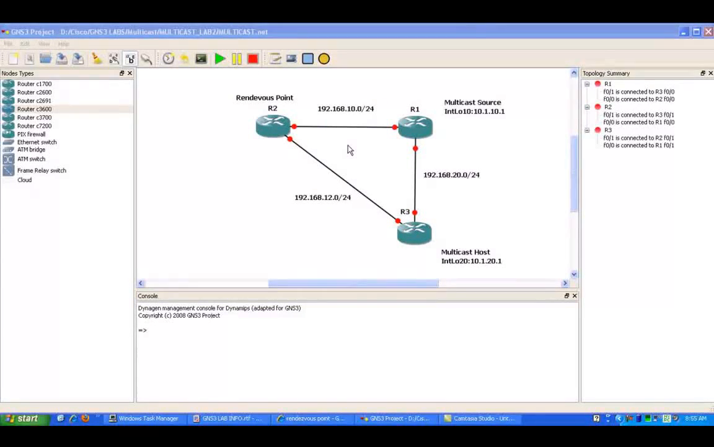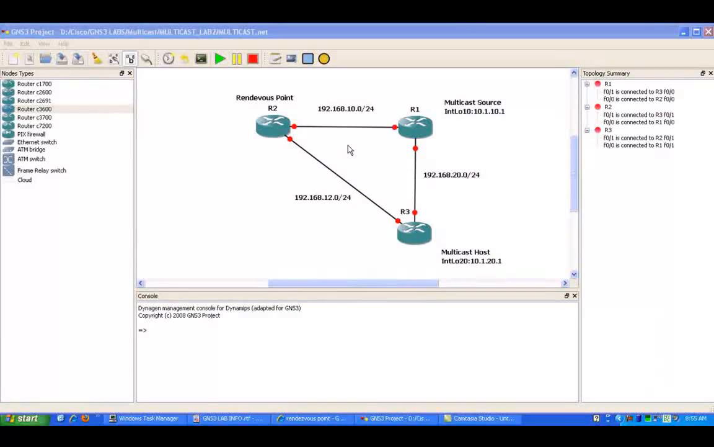PIM Sparse Mode will not join a multicast group unless the routers off of it are wanting to partake in the multicast stream. So it prunes the multicast traffic in the network even further. It's only going to allow hosts to join through what's called a rendezvous point, or RP. And that's what you set up on a router in PIM Sparse Mode.